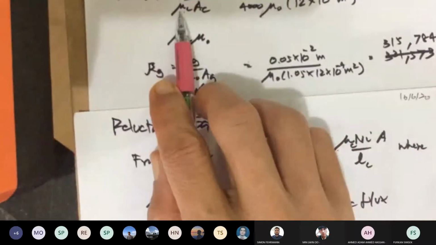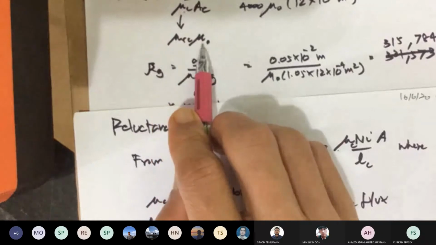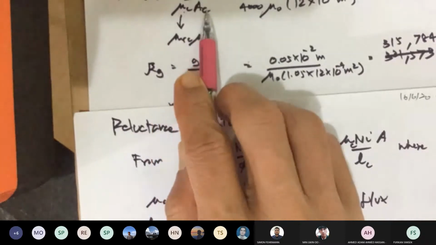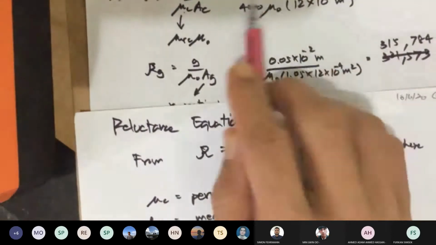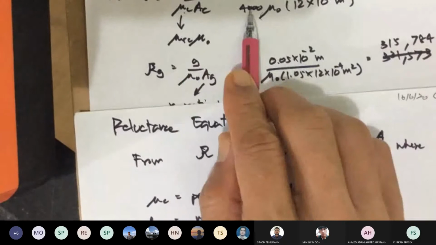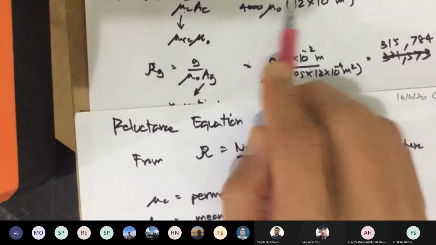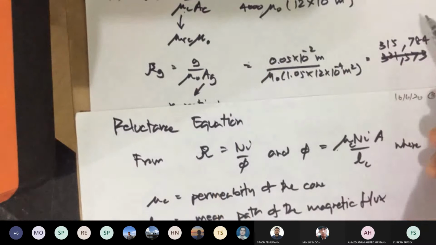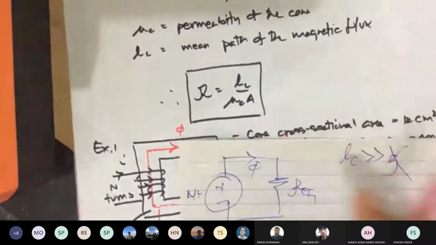Mu C, which is mu RC times mu naught, and then AC, the cross-sectional area of the core. You know all these numbers, right? You know mu RC is 4,000, given by the problem. You know mu naught is 4 pi times 10 to the negative 7. You know AC is given to you as 12 centimeters squared. Don't forget to convert into meters squared.